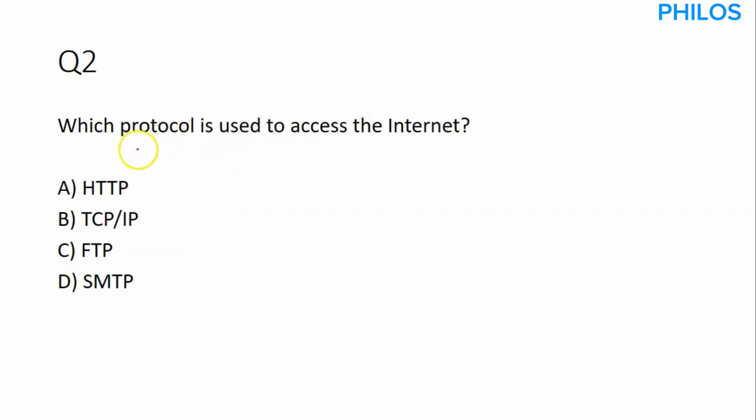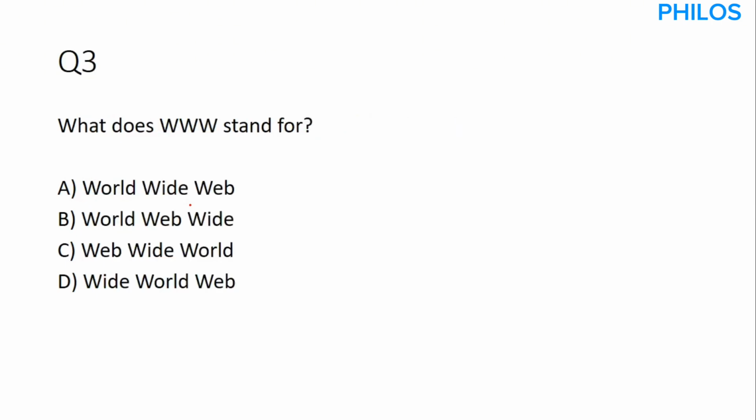This question says, which protocol is used to access the internet? The protocol that is used in accessing the internet is the Transmission Control Protocol or Internet Protocol, which is option B. Okay, TCP or IP. So let's proceed to the next question.